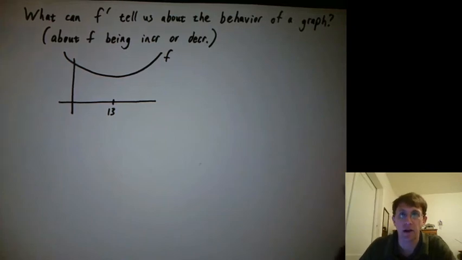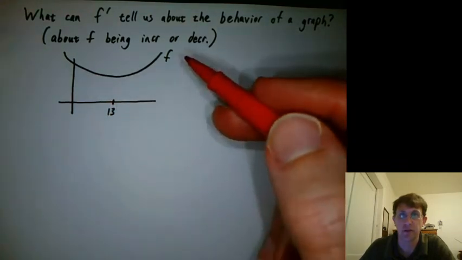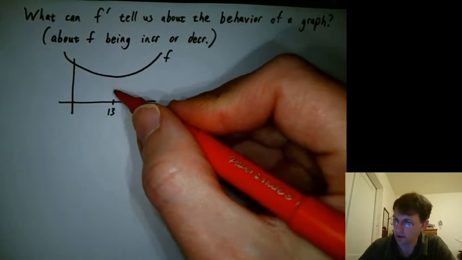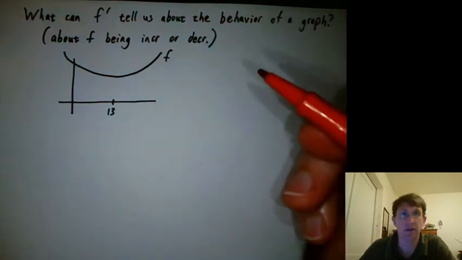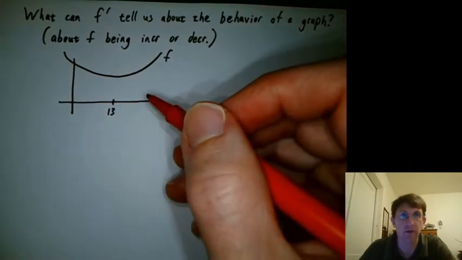So now let's talk about how we can use information about f prime to learn about what f is doing. Let's imagine we have this nice parabola here, f, and the minimum seems to be at 13. 13 is just some arbitrary number, of course. What can we say about the derivative of f?